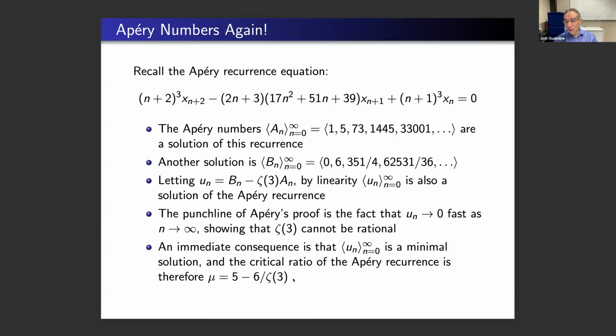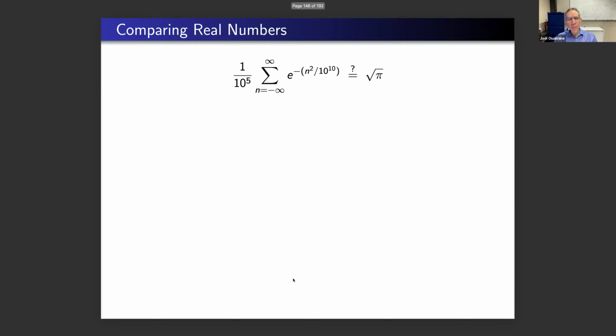So here we see the critical ratio is not, on the face of it, even an algebraic number. Most people don't think zeta of 3 is algebraic. It's even a transcendental number. So it can be quite complicated, right? Okay. So now this leads us to having to compare real numbers.